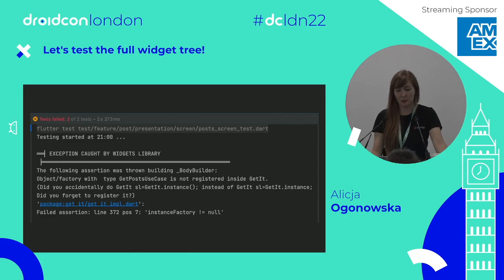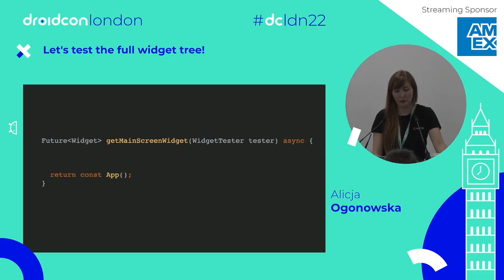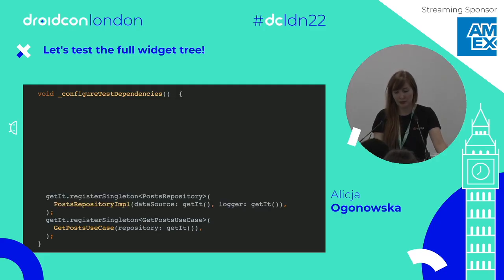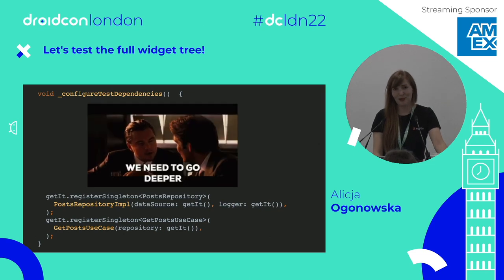Of course, I didn't mock any of my dependencies. And for this project, I'm using getIt, so I will need to register my dependencies. So back to the part where I am preparing the main screen. I'll do the configuration, and I'll go from the bottom. As I showed you in the code, I'm using use cases that need a repository. Of course, we need to go deeper with that mocking.